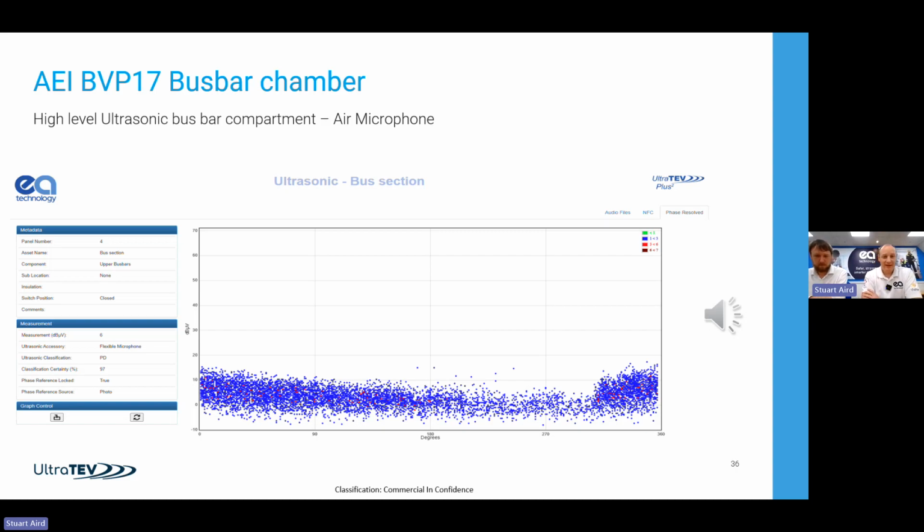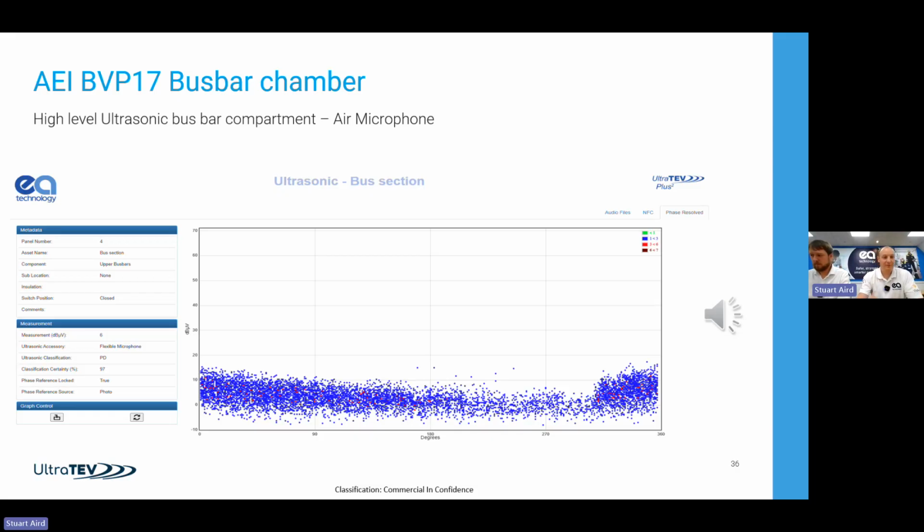So in this case, this is the first time we've been to this site. They'd purchased an UltraTEV Plus 2 and wanted a benchmark survey for us to do a full site survey and give them the results so they could carry on doing the surveys themselves going forward. So it worked out as a really good example for them to listen to partial discharge activity, which is always helpful when you're doing training.